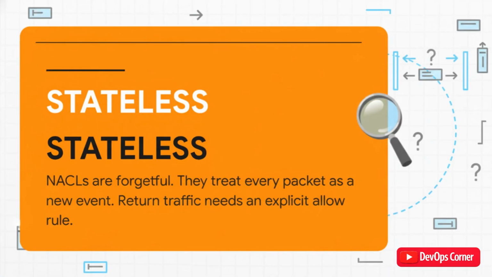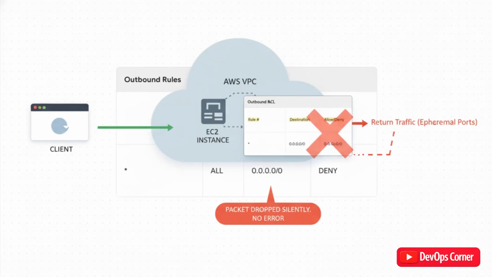NACLs are stateless. Unlike our smart bodyguard, the border checkpoint is completely forgetful. It has absolutely no memory of the packet it just allowed in a millisecond ago. To the NACL, this response packet is a totally new event, which means it has to check the outbound rulebook from page 1. And here's our smoking gun.